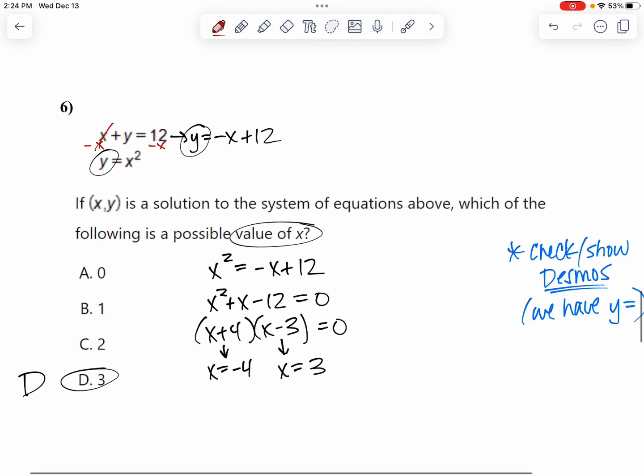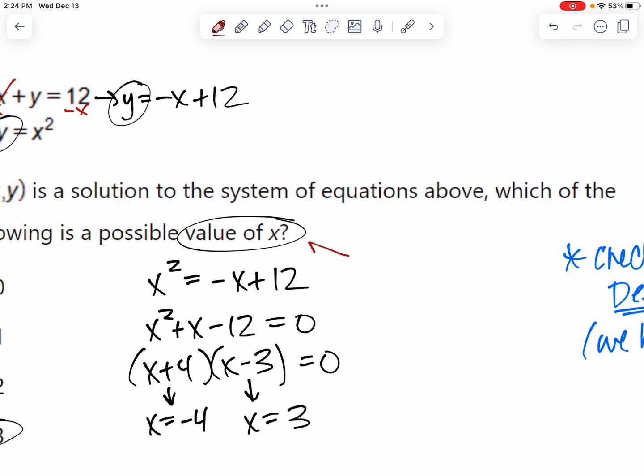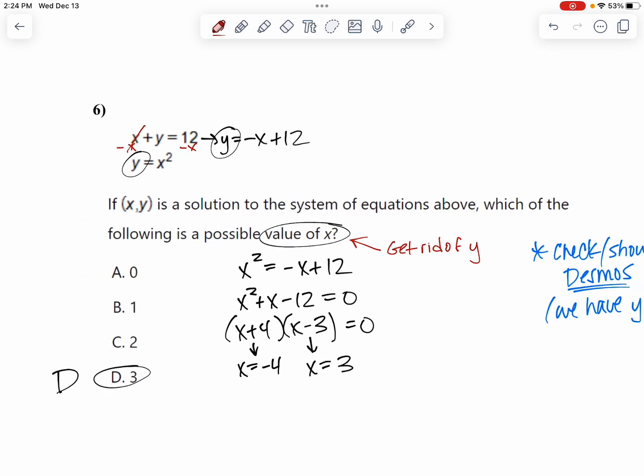And I do have a little pro tip for you. If it wants to know what x is, that means you want to get rid of y. That's just a faster way of coming up with the answer. Sometimes you can get x first, sometimes you can get y first, but if it only wants one of them, then you might as well save yourself some time. And if I'm asking about x, that means let's get rid of y.